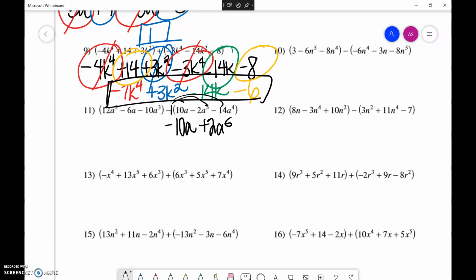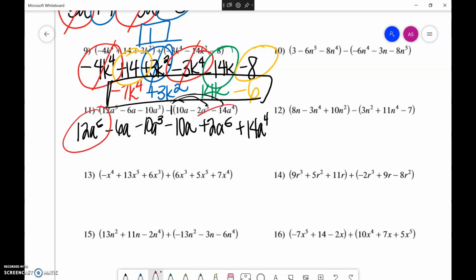I have negative 1 times negative 14a to the 4th. That's positive 14a to the 4th. So again, everything on the inside is the opposite. Then I just bring down this other side. Okay. So I'm going to start off with my a to the 5th power. So I have 12a to the 5th power, and I have 2a to the 5th power. That's going to give me 14a to the 5th power.